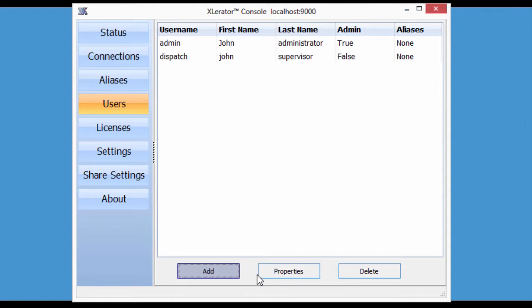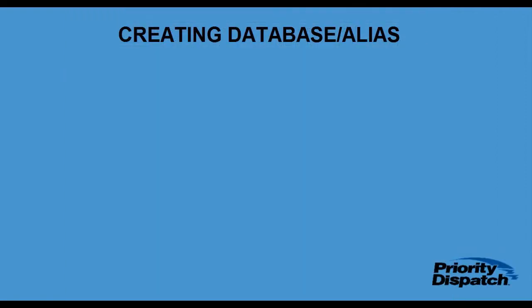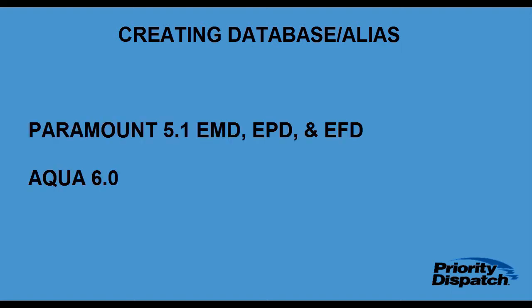If your Paramount workstations are connected to a computer-aided dispatch or CAD, you won't need to enter dispatchers unless they require administrative privileges. Your CAD interface will automatically send logon credentials to your XLerator. Our final step in the configuration of XLerator 4 is to create a database and alias for Paramount 5.1 Medical, Police, Fire, and Aqua 6.